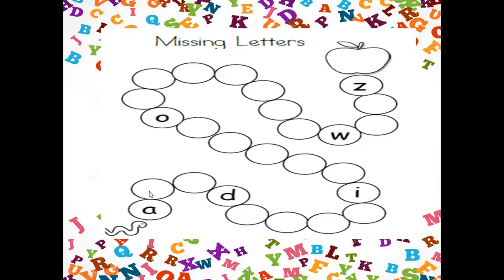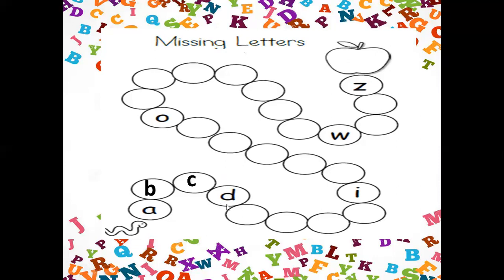What will come after a? The letter after a is b, and this is the lowercase b. A, b. Now again we have a missing letter after b. What is the next letter after b? Is it d? No, this one is d. The next letter after b is c, and this is the letter c. Now you have filled the missing letters between a and d, which are b and c. A, b, c, and d.